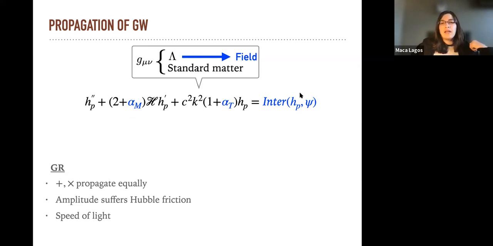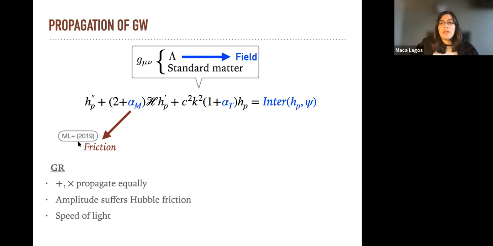And here I highlight in blue different modifications that can typically appear in the propagation equation. The first one is this parameter alpha_M. It's a new friction term. So now the amplitude of gravitational waves does not decay just because of Hubble friction, but also because of this extra term that maybe depends on time, or maybe it is a constant that will change model by model.